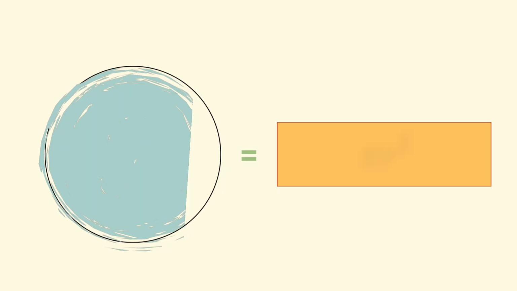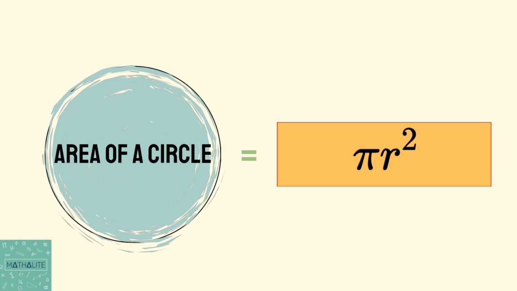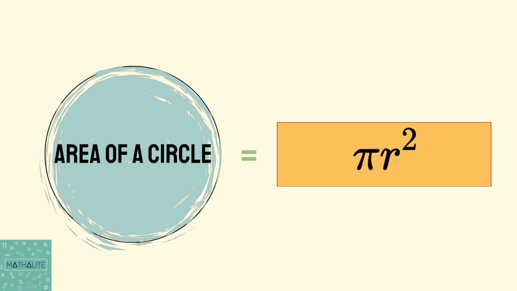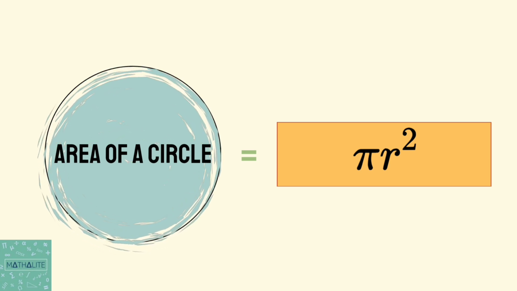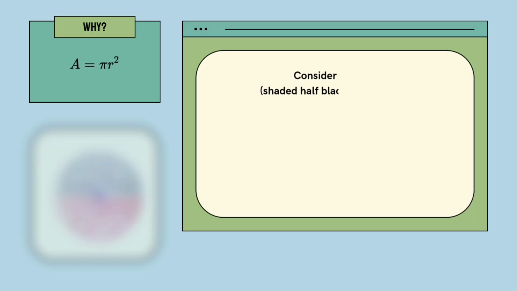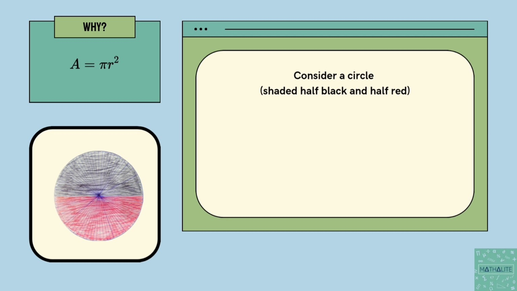Moving on to the area of the circle, we know that the area of the circle is pi r square. Let's see why. Let's have a look at a circle shaded half black and half red. So half of its area is black and half of it is red.